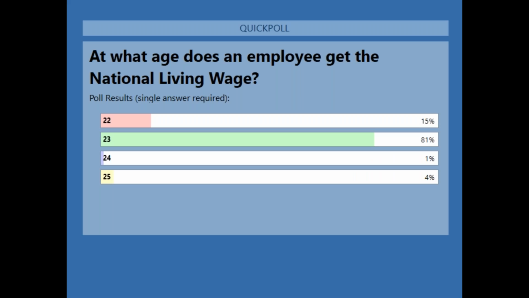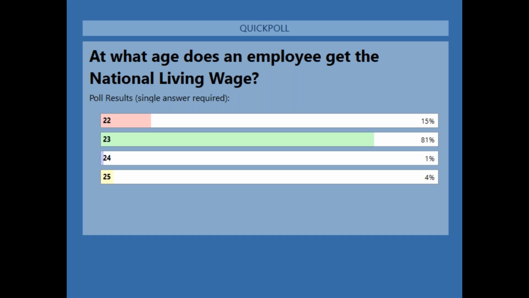So we have 81% of you selected the correct answer. National living wage is payable at age 23 or above. Used to be 25 and above. And it is planned to reduce to 21 years old and above with effect from April 2024.